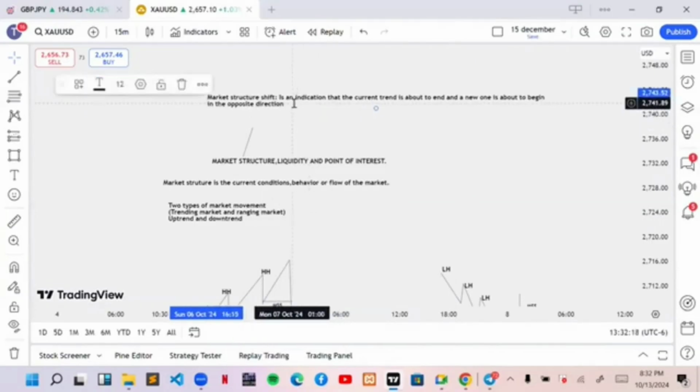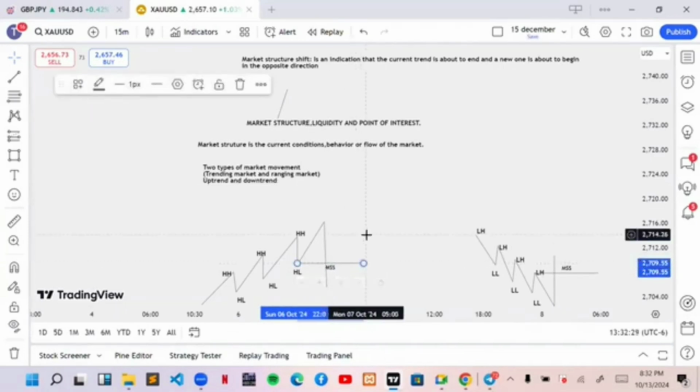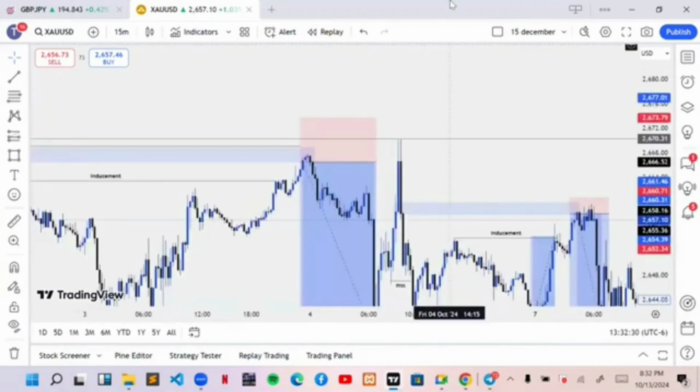If the previous trend was an uptrend, once you notice a market structure shift occur, instead of taking buys, you're now going to be taking sells. That is what it means by market structure shift.